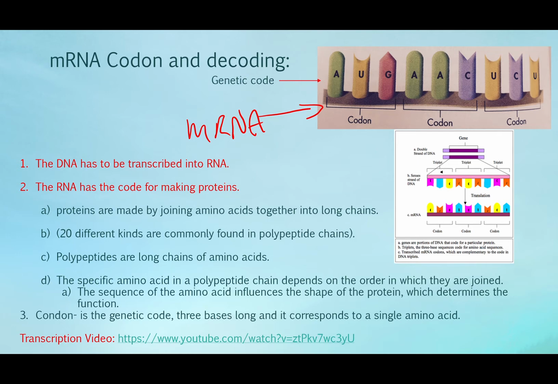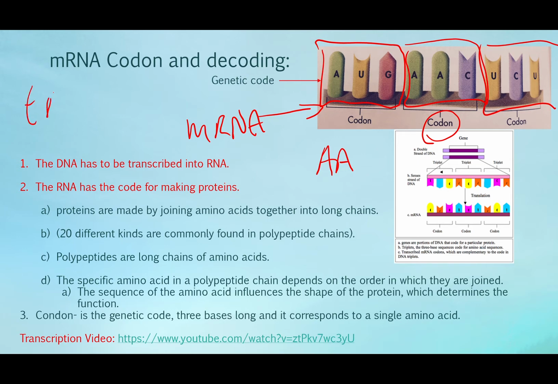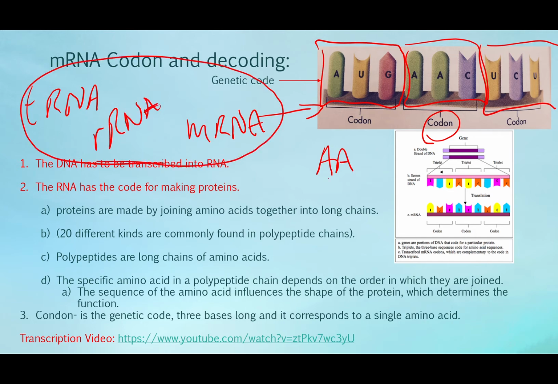ribosome. When it moves to the ribosome, it's going to read these three bases, and then the next three, and so on and so forth, which are called codons. They code for an amino acid. When we meet in the ribosome with tRNA, which is transfer RNA, and rRNA, which is ribosomal RNA, all three of these are going to help determine what the amino acid is, and a long chain of amino acids creates a protein, which is a polypeptide chain.